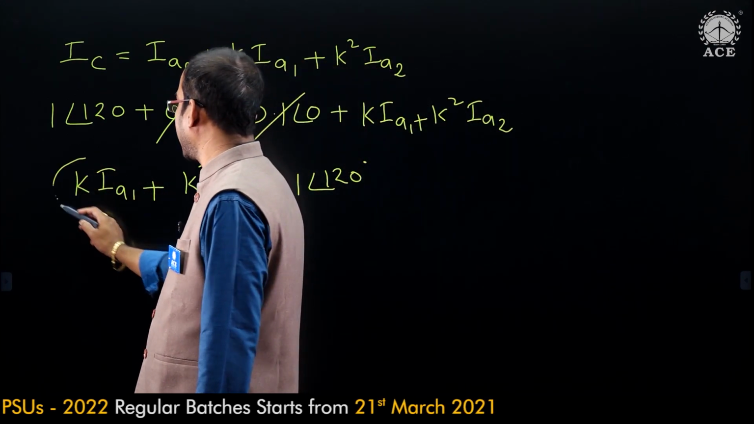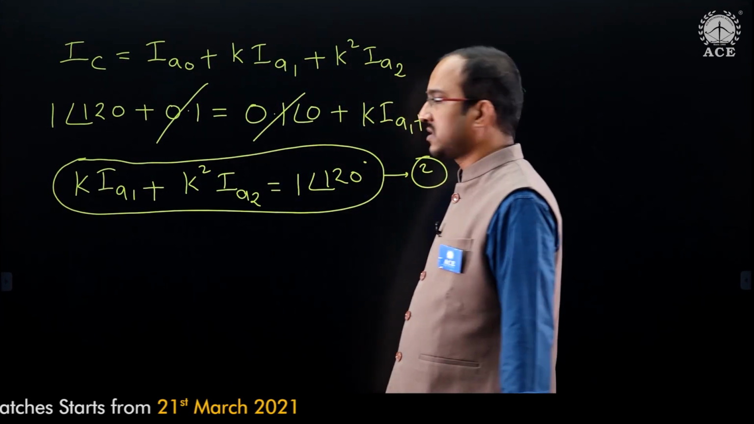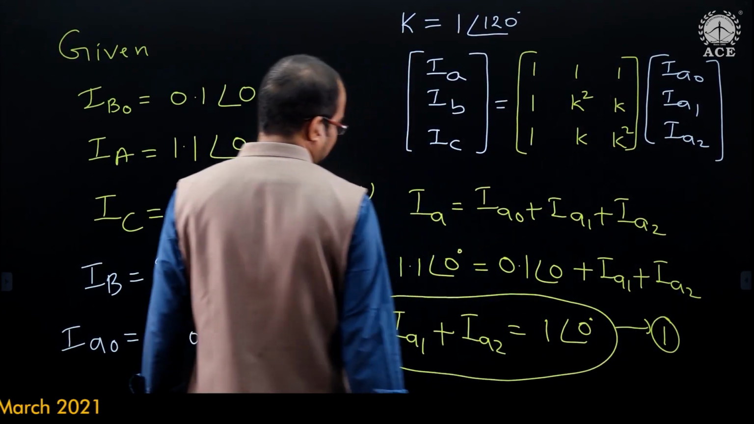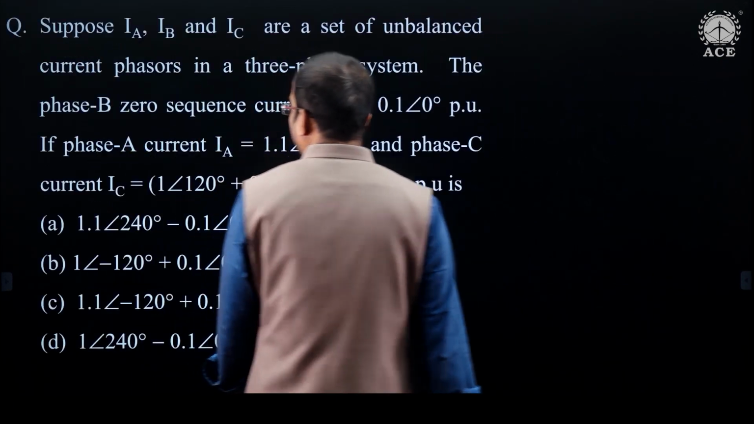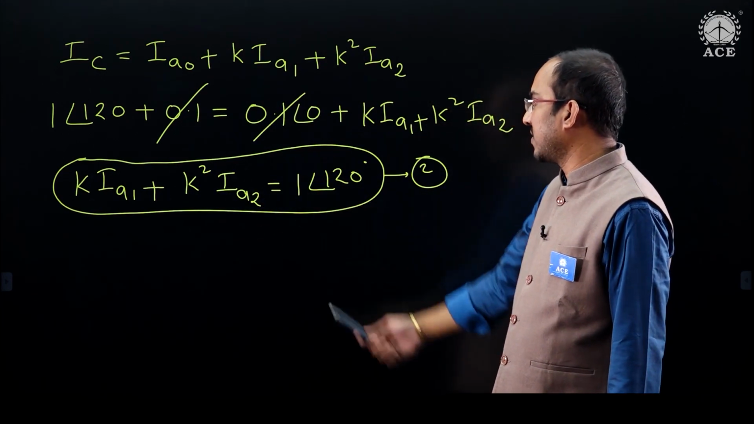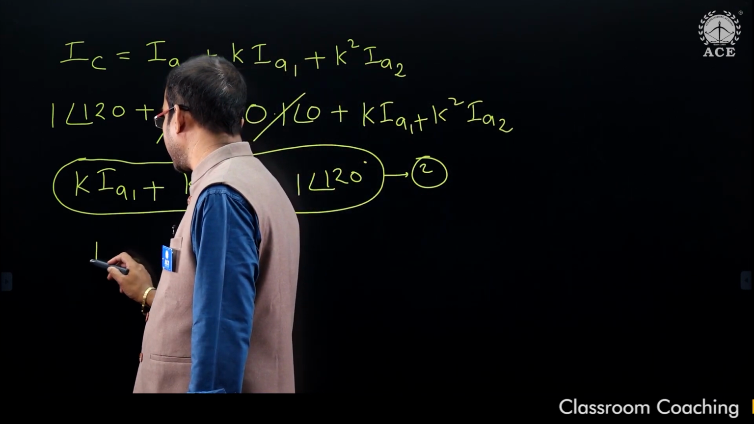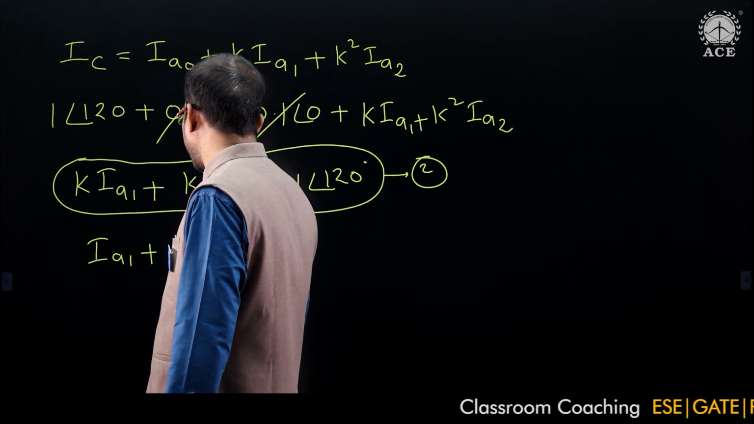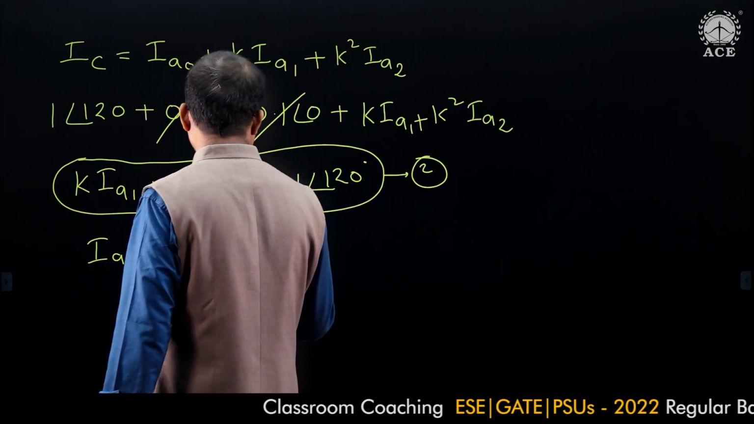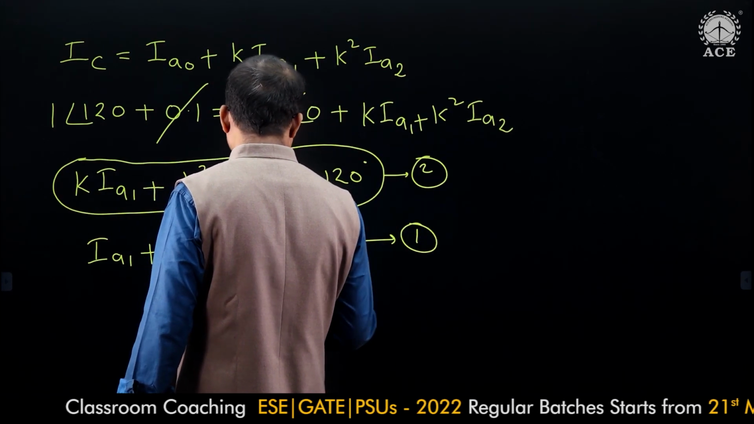Let us take this as equation number 2. So we got two equations. One is IA1 plus IA2 is 1 at an angle 0, and the second equation is K into IA1 plus K square into IA2 is 1 at an angle 120. The first equation, IA1 plus IA2, is equal to 1 at an angle 0. This is from equation number 1.